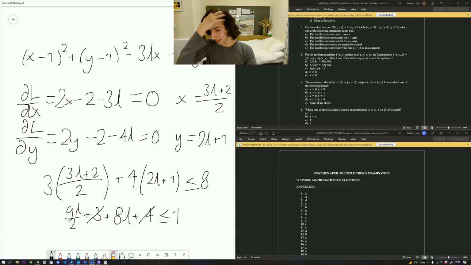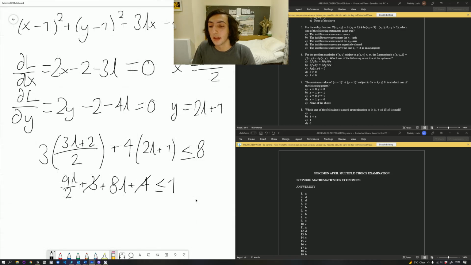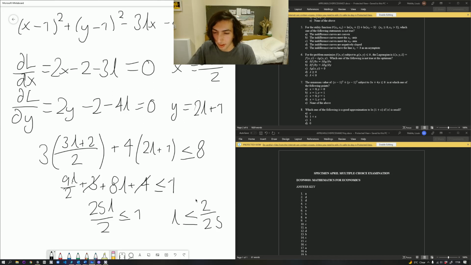And then adding these up, you get 25 lambda over 2, I believe, smaller than or equal to 1, which gives you that lambda must be smaller than or equal to 2 over 25. So this is a lot of work. If you use this lambda in the equation, you are then given that anything below this is minimized. But the thing is, this isn't actually required.